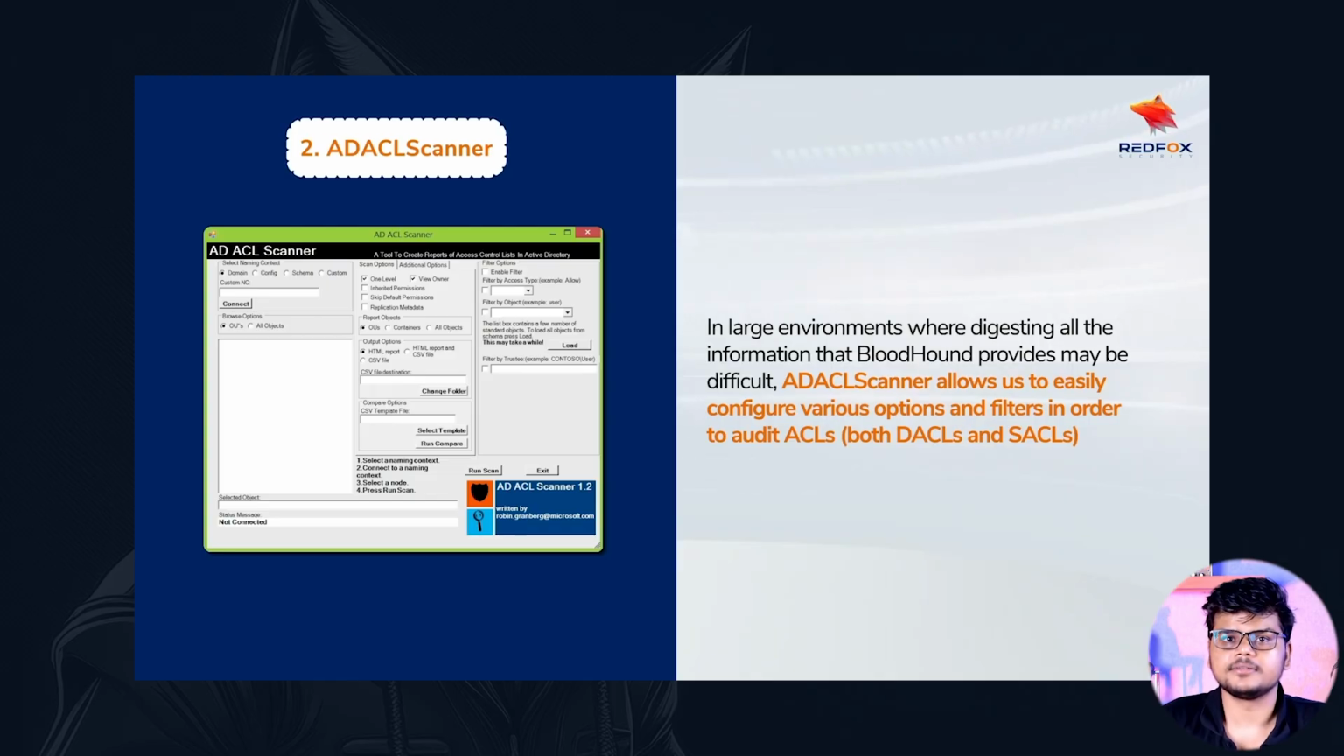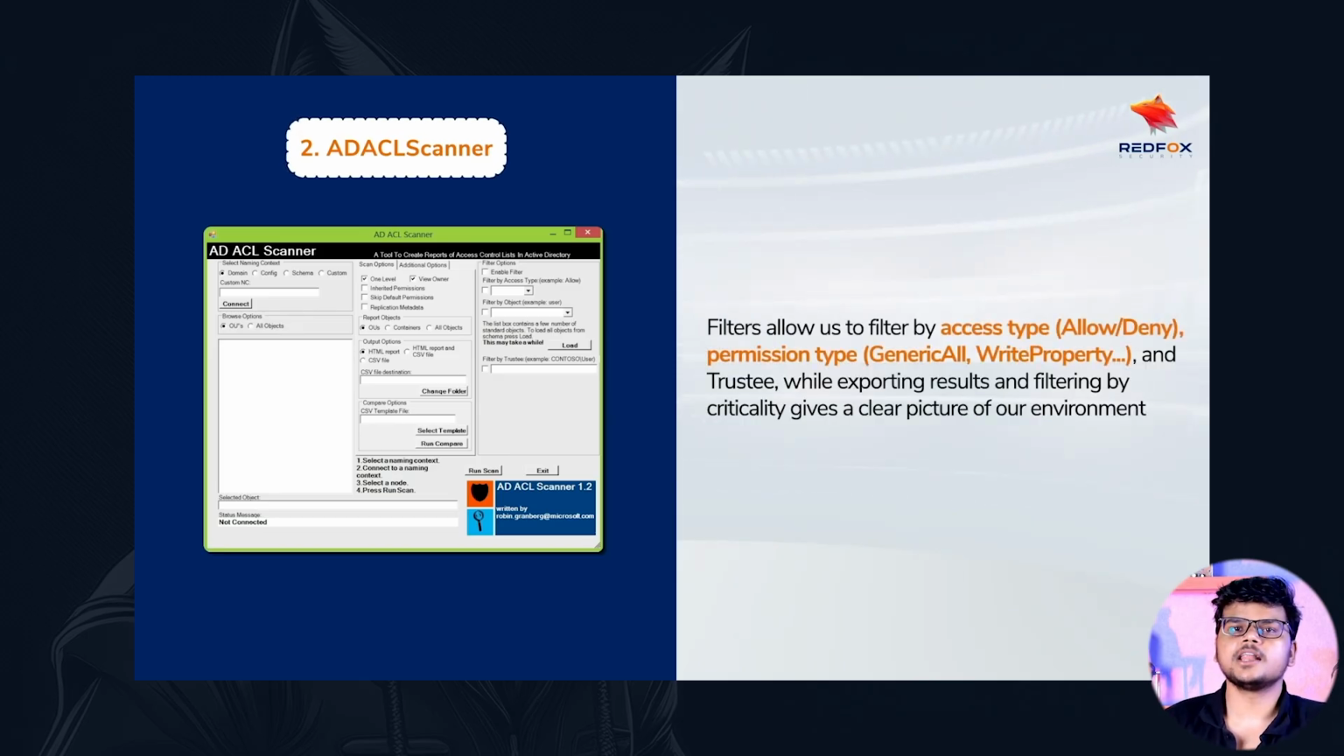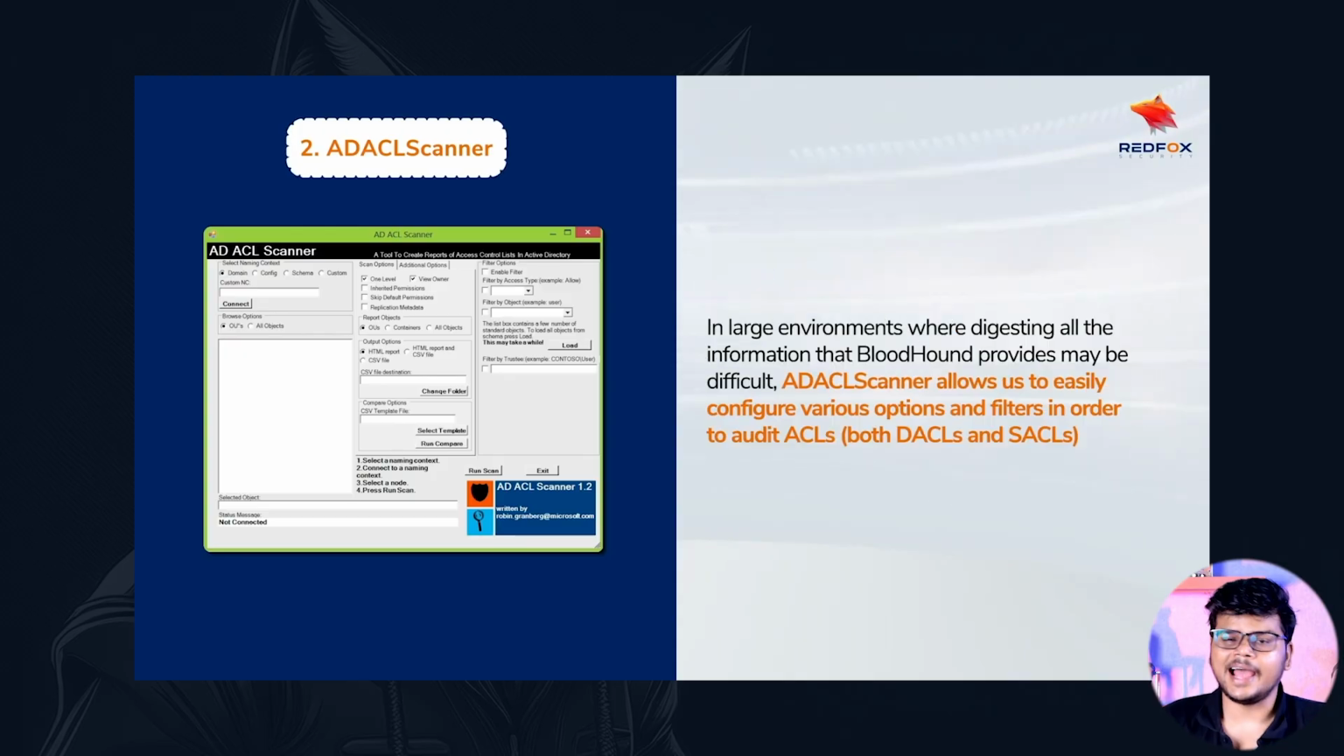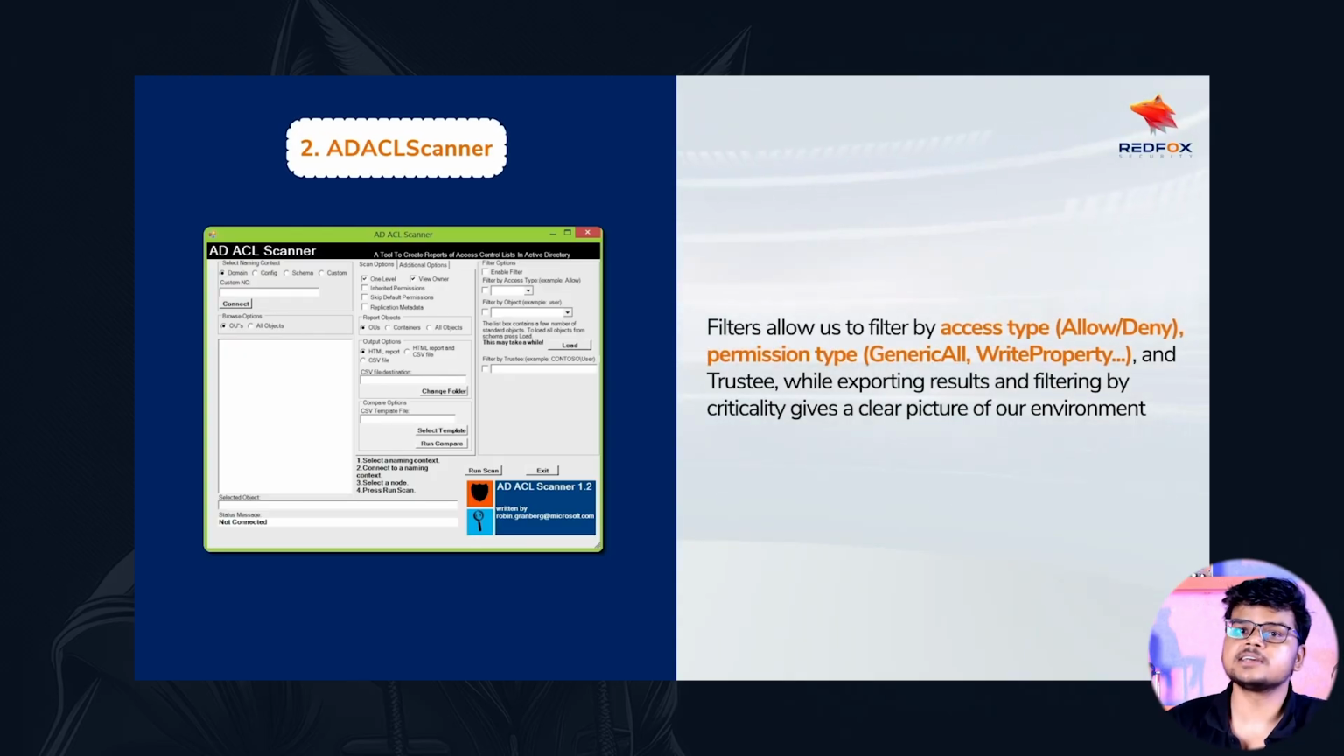ADACL Scanner. In large environments where digesting all the information that BloodHound provides may be difficult, ADACL Scanner allows us to easily configure various options and filters in order to audit ACLs, both DACLs and SACLs. Filters allow us to filter by access type, whether allow or deny, permission type like generic all, write property, etc., and trustee, while exporting results and filtering by criticality giving a clear picture of our environment.